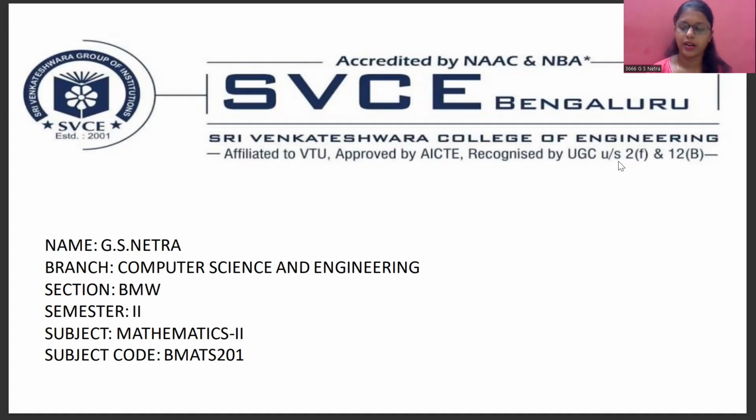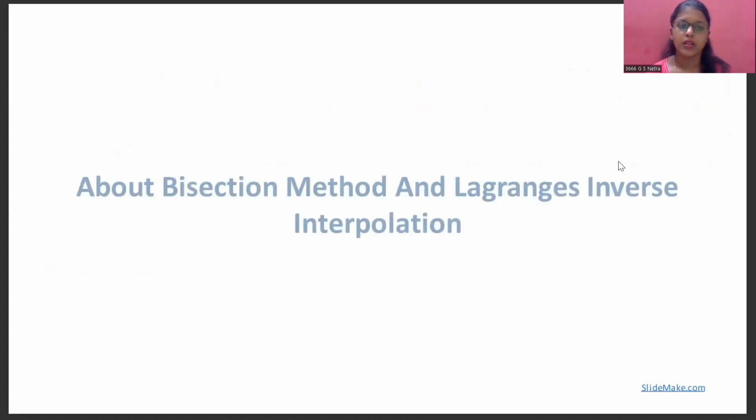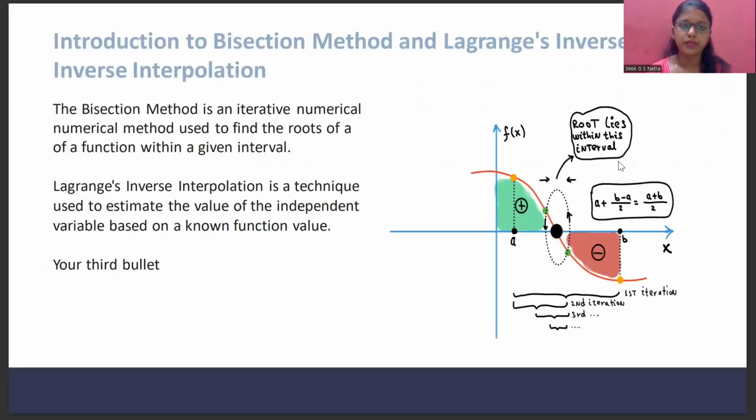So today in this slide, let us discuss some topics based on maths: the bisection method and Lagrange's inverse interpolation. First, introduction to the bisection method and Lagrange's inverse interpolation. The bisection method is an iterative numerical method used to find the roots of a function within a given interval. Lagrange's inverse interpolation is a technique used to estimate the value of an independent variable based on a known value of the function.